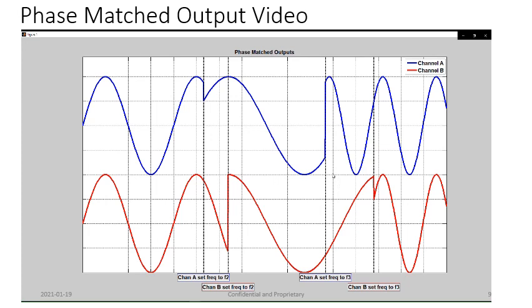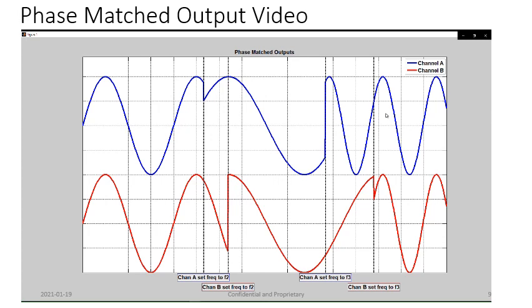One more time, we switch the frequency of channel A to F3, and we follow by switching the frequency of channel B to F3 as well. One more time, we see that the phase between the two signals is 0 degrees.